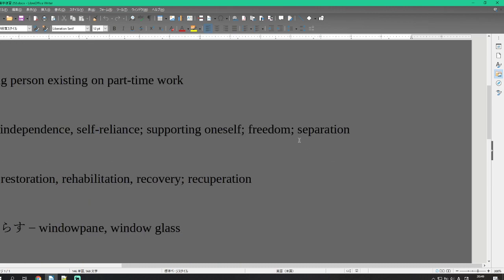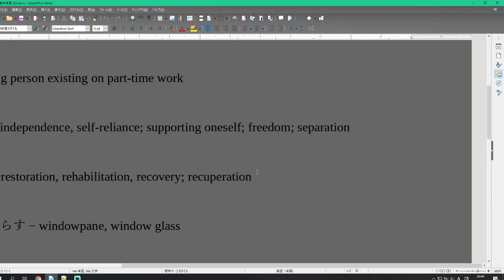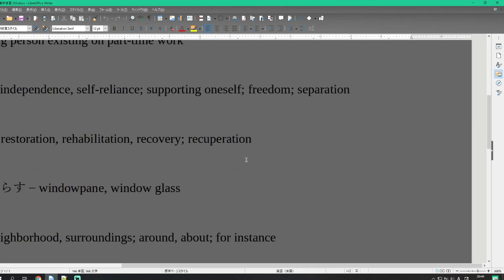Dokuritsu. Next is restoration or rehabilitation with kaifuku. Kai to go back around, and fuku to restore, refurbish. Kaifuku is coming back around to restored. Window pane or window glass is mado garasu. Mado for a window, and garasu for glass. Mado garasu is a window pane or window glass.